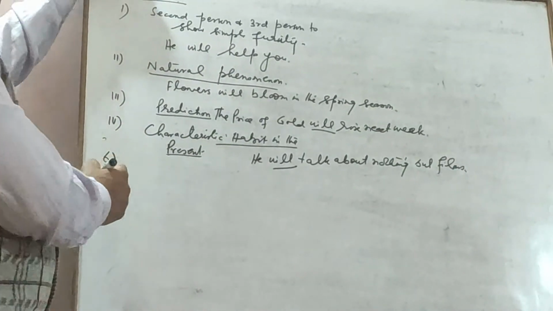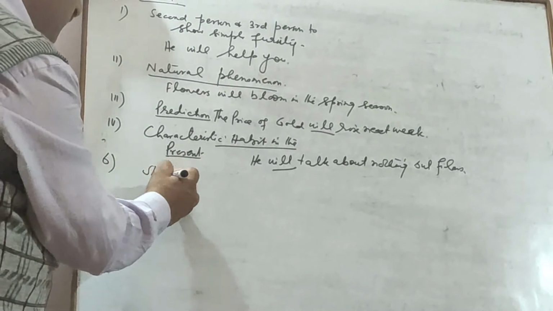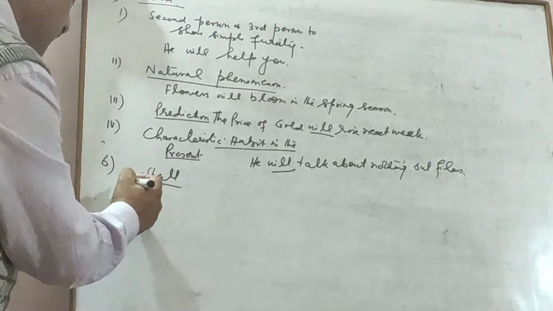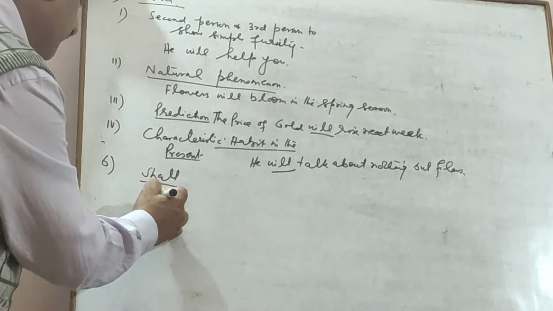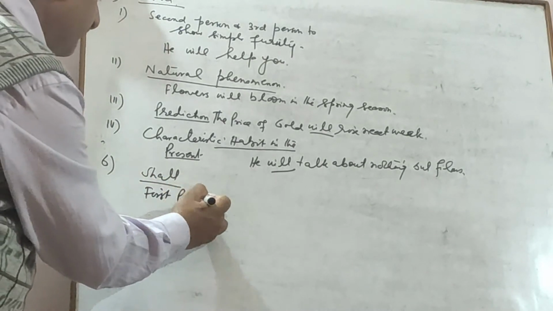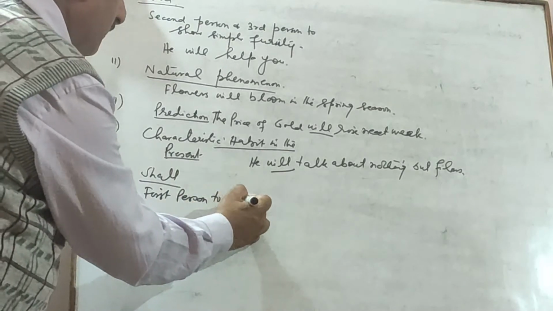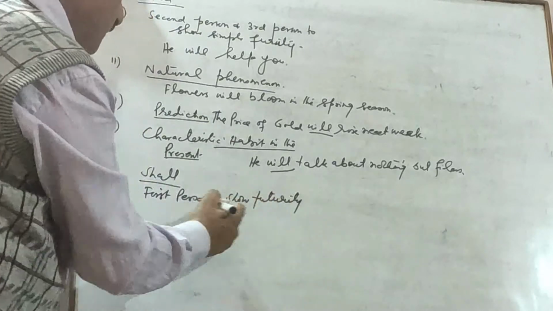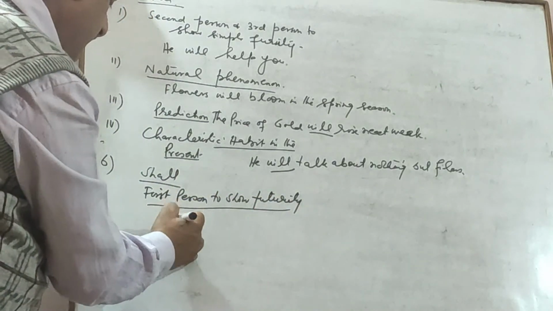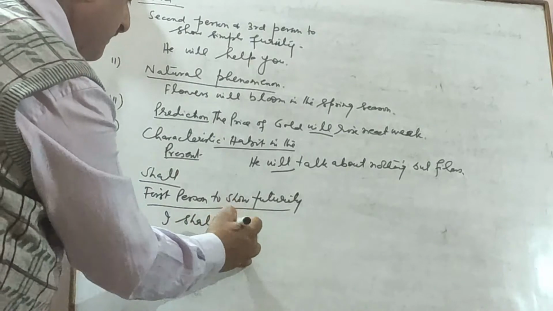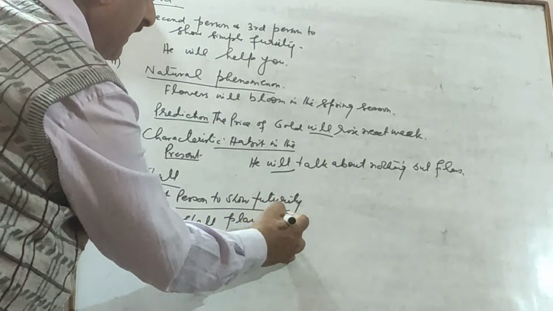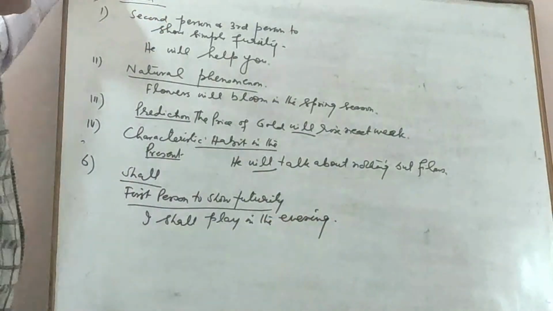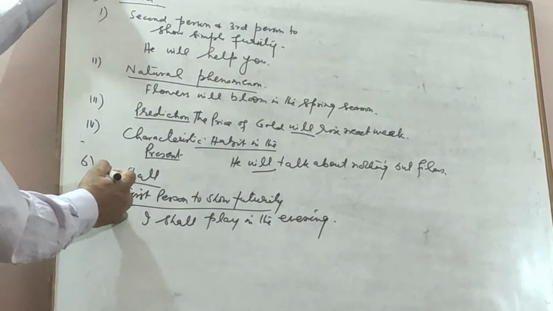Then now we will discuss the use of shall. While we use will with the second person and third person to show simple futurity, we use shall with first person to show futurity, simple action in the future. I shall play in the evening. This is a simple action in the future.